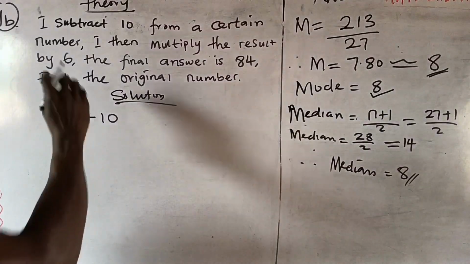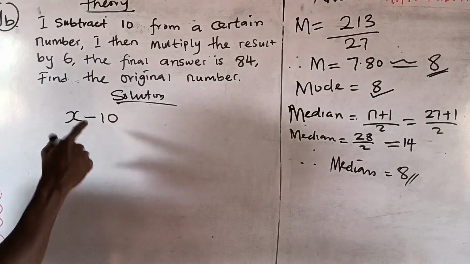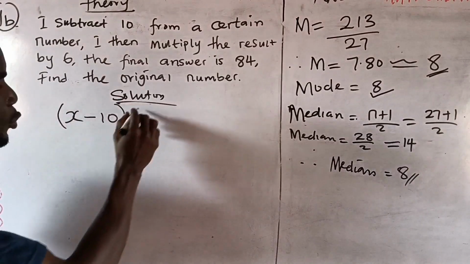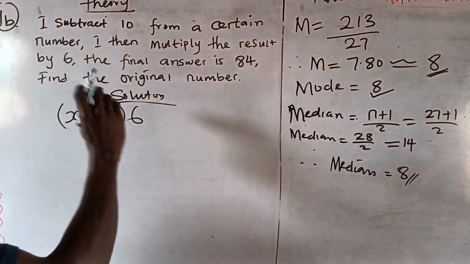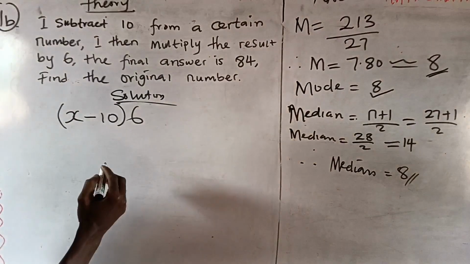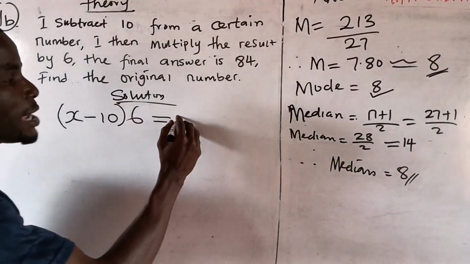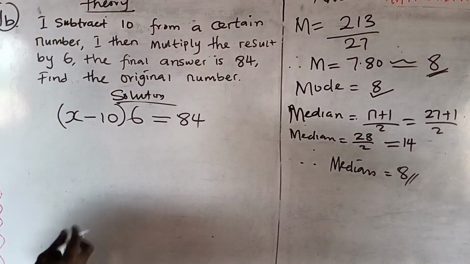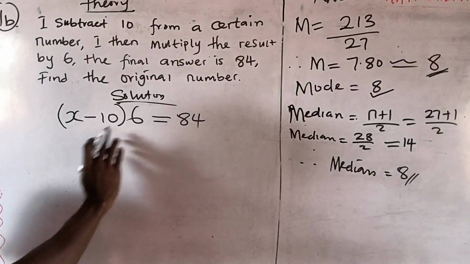Are you following? So I then multiply the result by 6. After you subtract 10 from the unknown, then you multiply the result by 6. So we are multiplying this result. Whatever we get here, we are going to multiply it by 6. After then, the final answer is equals to 84. So after I did all that, the final answer is 84. So now let's work it out. This is the equation. So now we are using this 6 to bring out everything that is in the bracket.